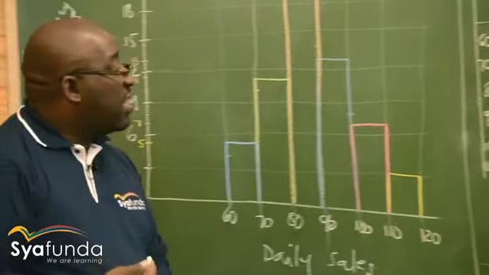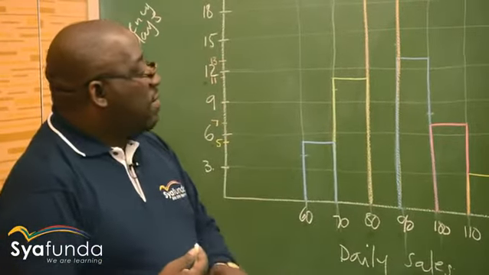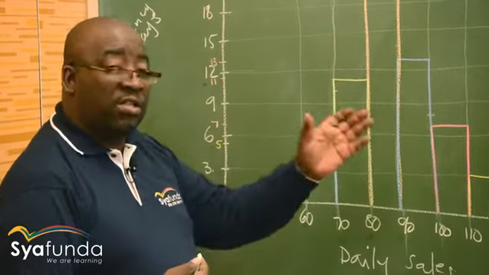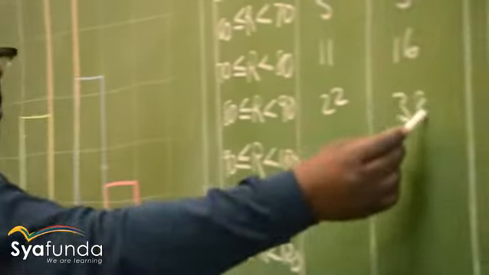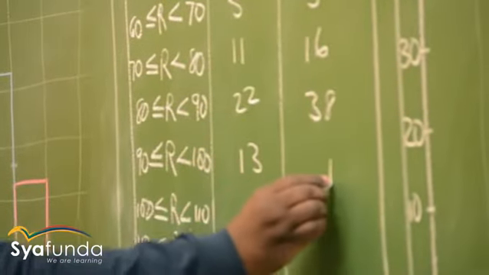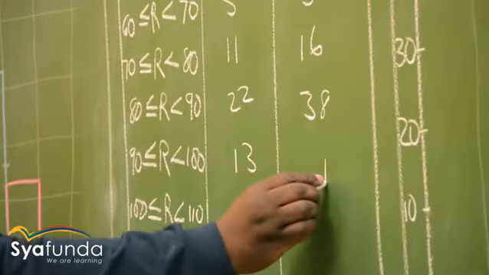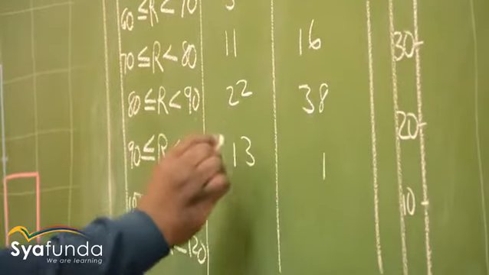What then do you think will be the cumulative frequency there? Let's work it out together. What is 8 plus 3? It is 11. Carry 1. 4 plus 1 is 5.